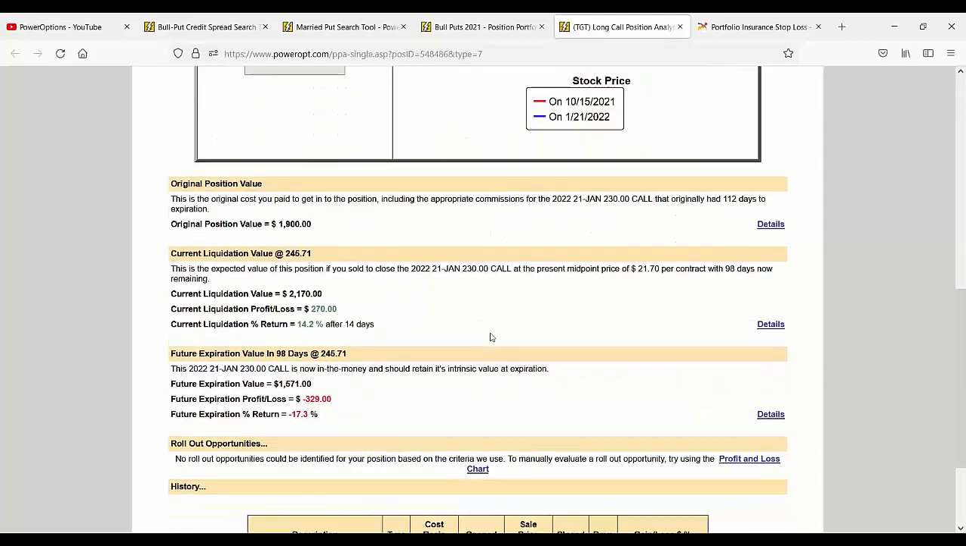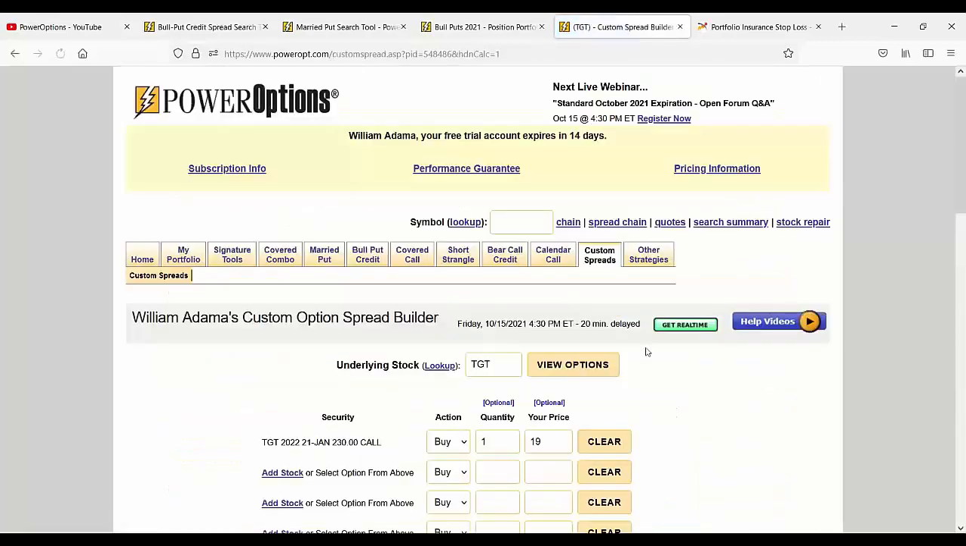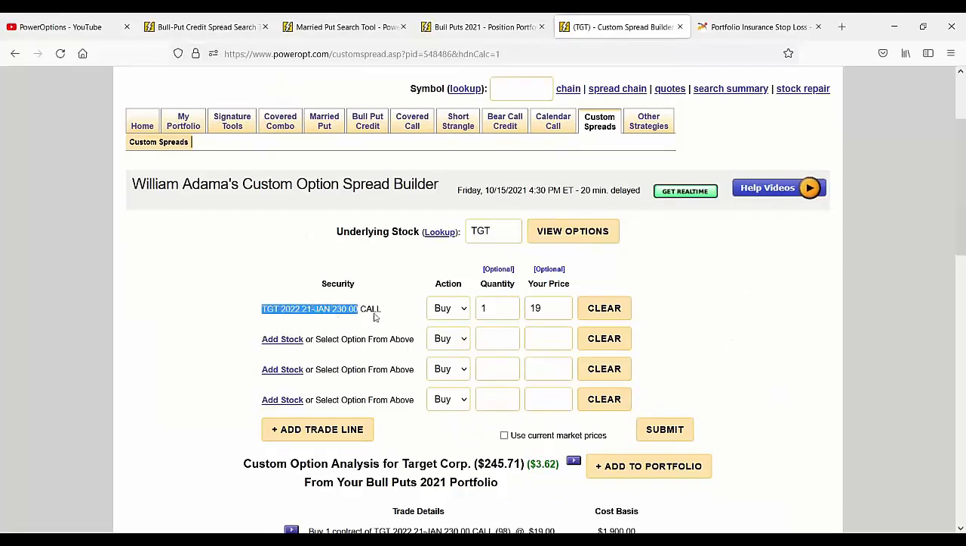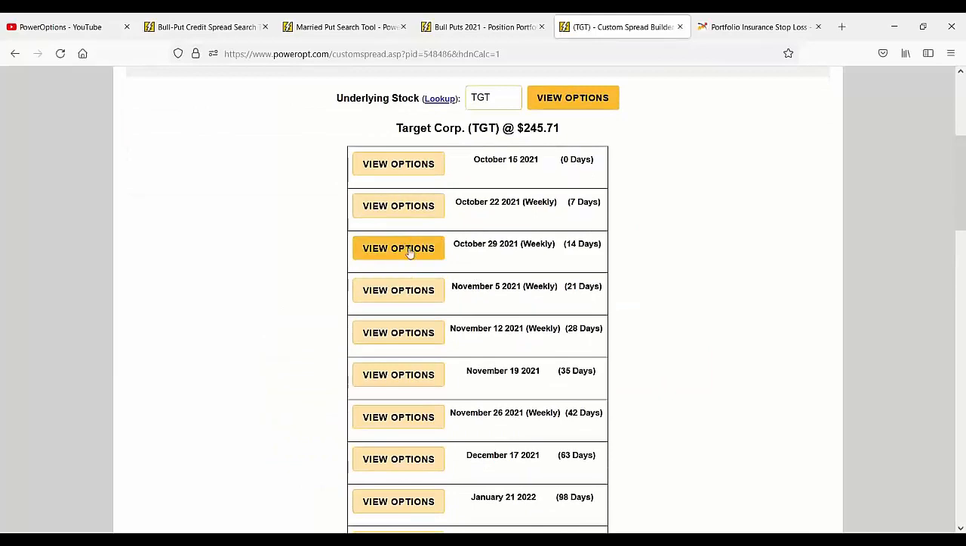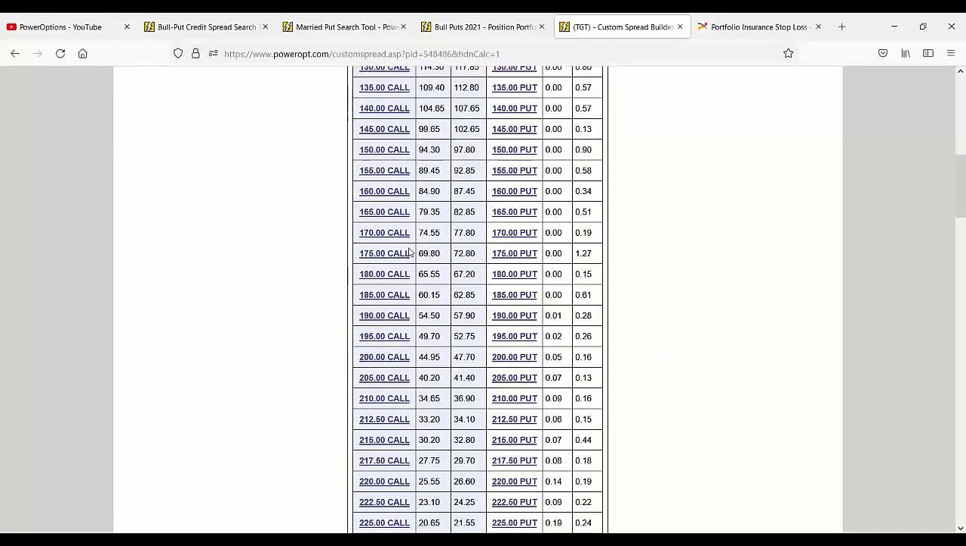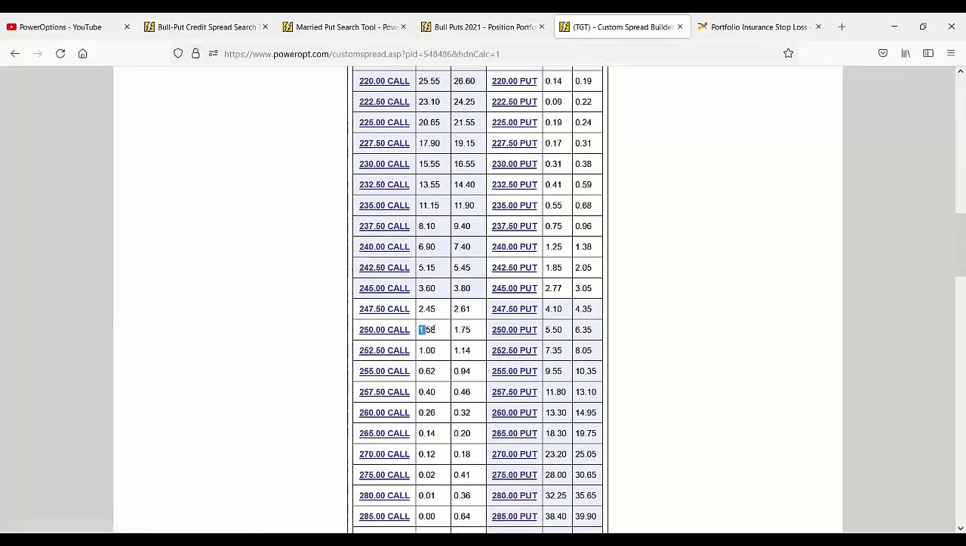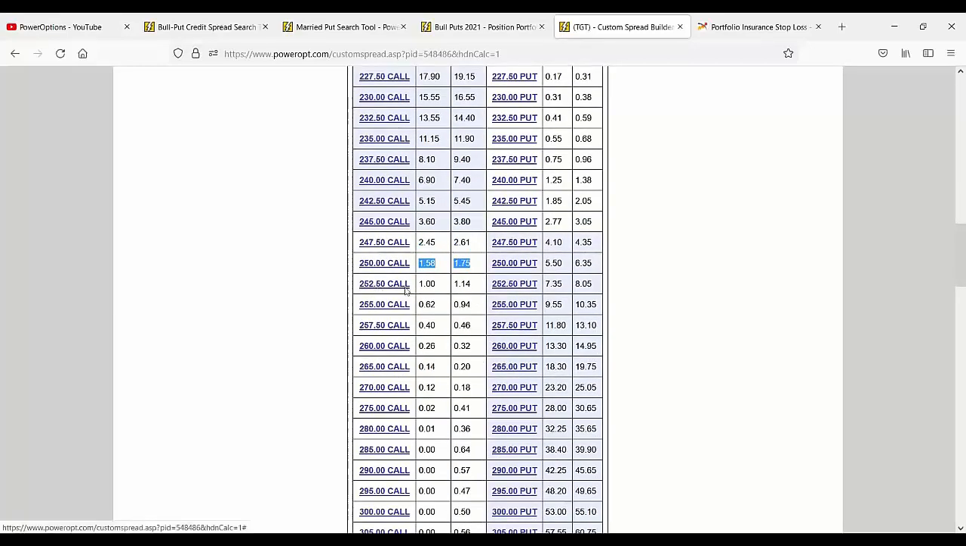Or we could just build it on the fly through the custom spread tool, and that's normally what I would do. So Brad, I'd go here to TGT, got the 230 call. In general, when I'm selling a call against the calendar, I want to follow the same general rules. I want to keep it shorter term, maybe just 2 to 3 weeks out in time to get a maximum annualized return. I want to pick a strike where I don't think TGT will hit based on my analysis. So I might just start off in this case and go along to October 29th, 14 days out, of course. My 250 is at $1.58 by $1.75. The 255 is at $1 by $1.14.